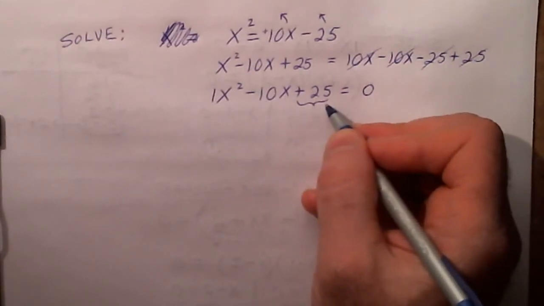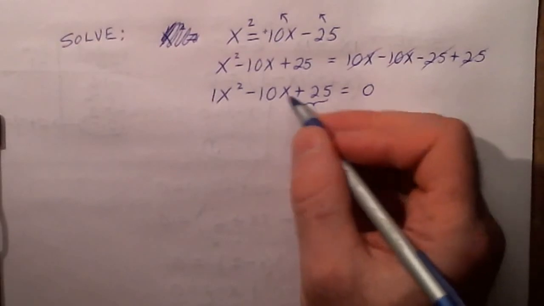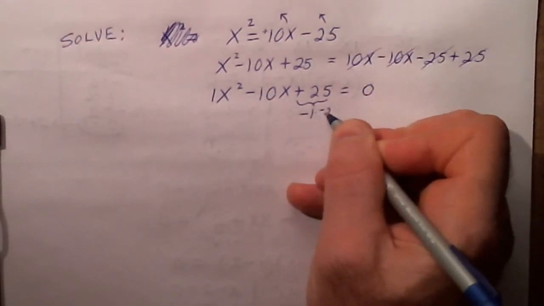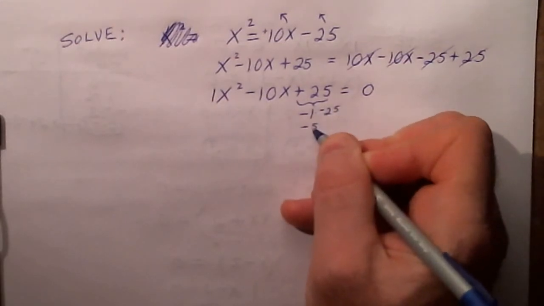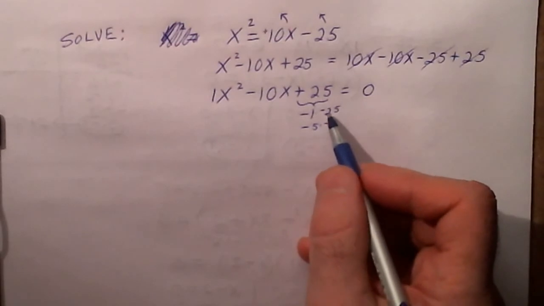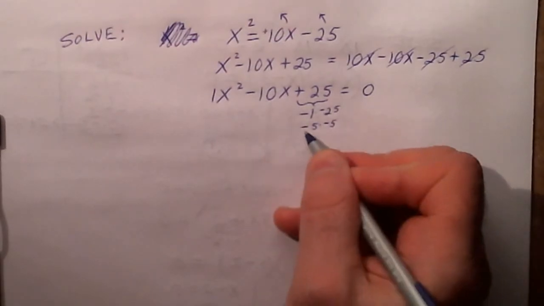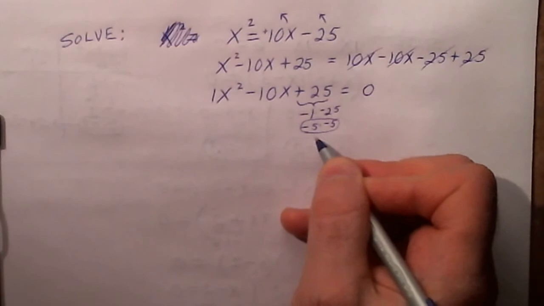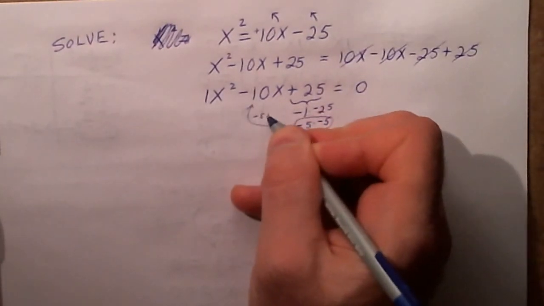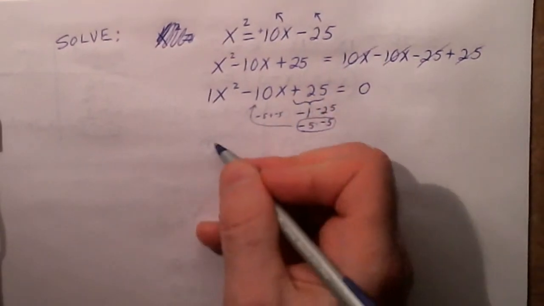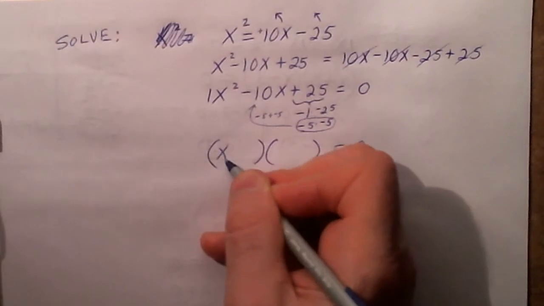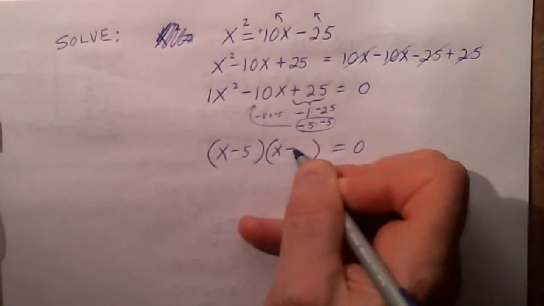Well, the only factors of positive 25 that could potentially work would be just the negative factors of 25, negative 1 and negative 25, or negative 5 and negative 5. The only factors of positive 25 in this list that sum up to negative 10 would be the negative 5 and negative 5. Those are the only ones that add up to our negative 10 or middle coefficient. Being the case, this trinomial immediately now factors into 2 binomial factors, namely x minus 5 times x minus 5.